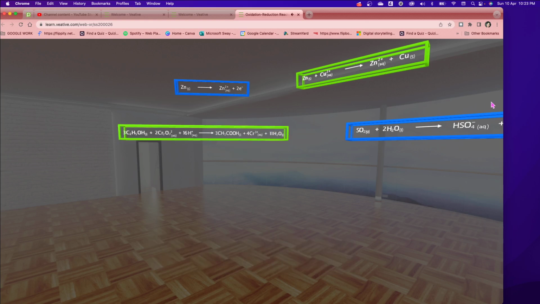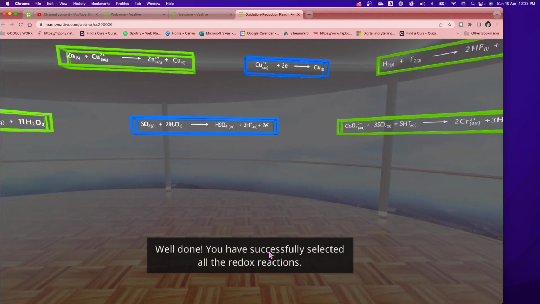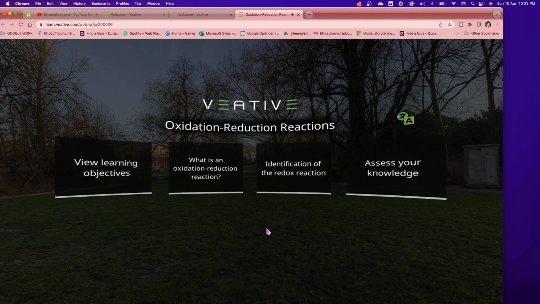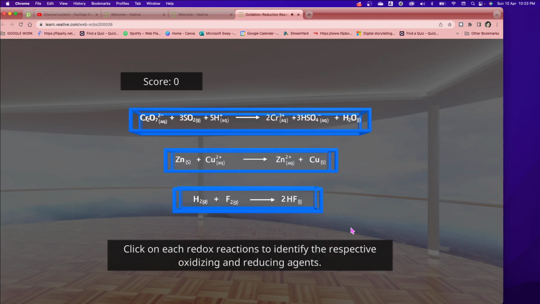Correct. Well done! You have successfully selected all the redox reactions. You have completed this activity. Select OK to return. Assess your knowledge. Follow the instructions to perform the assessment. Click on each redox reaction to identify the respective oxidizing and reducing agents.